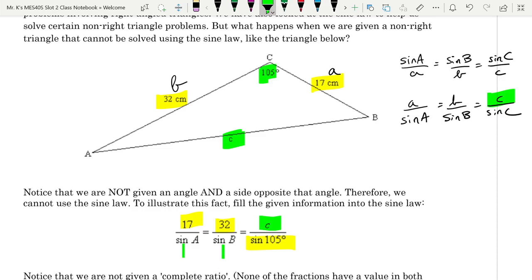So actually, what I hope we've figured out by looking at it is that we're stuck. The sine law can't solve this problem. So that's why we needed another law. We need the cosine rule.